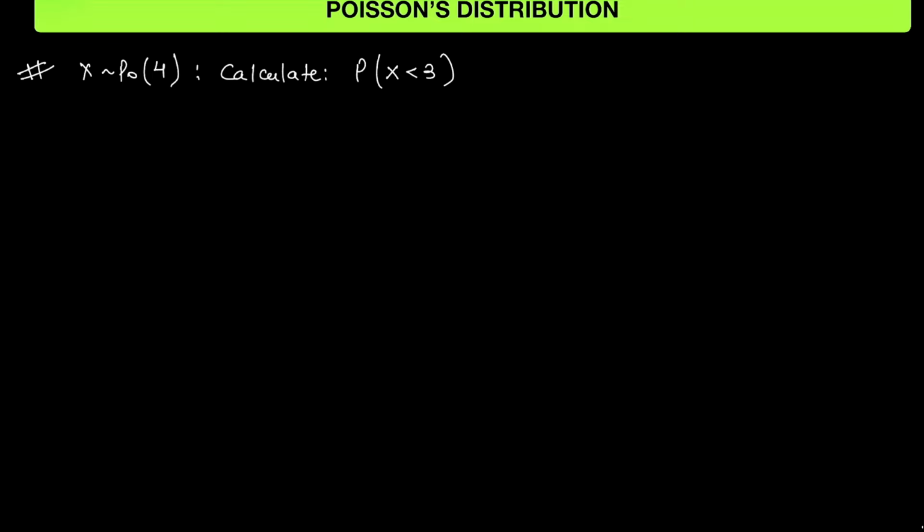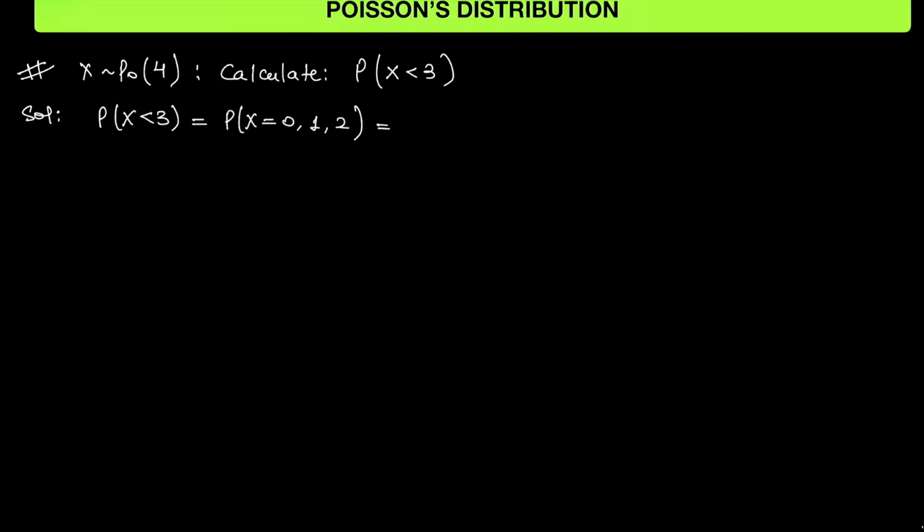How are we going to solve this? Very simple. Let's have a solution of it. So we will write probability of x less than 3, which actually means that we need to solve probability of x equals 0, 1, 2. We will not take 3.